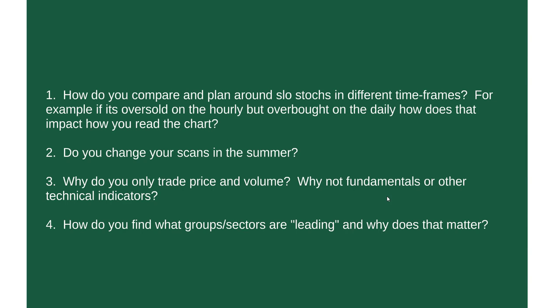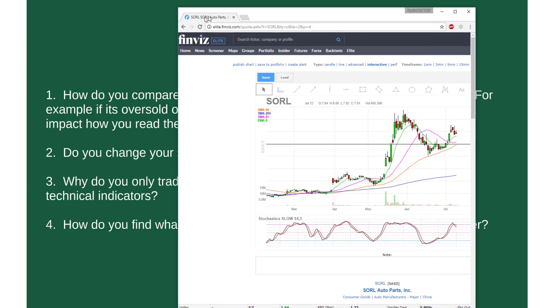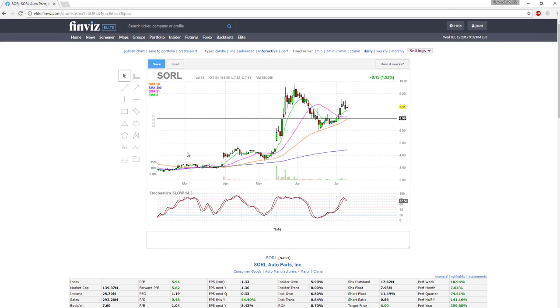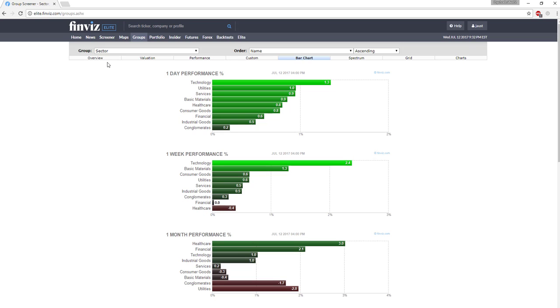And then how do you find what group sectors are leading and why does that matter? Okay, that's a great question. And it's one of those things I was talking about with the tools that you're using. You'll see people talk about leading groups or leading sectors, like semis are leading again, or bios leading, or home builders are moving up on the leaderboard. On FinViz, it's really easy. You can click on groups and you look by sector, or you can also look by industry and narrow it down by market cap and country. But just so you can see what's going on.